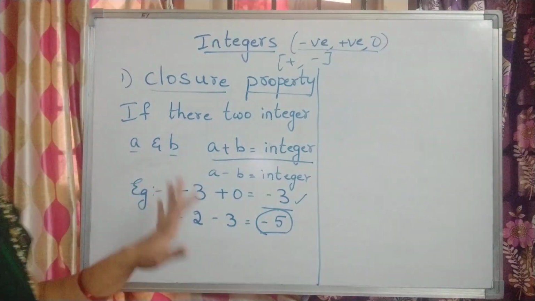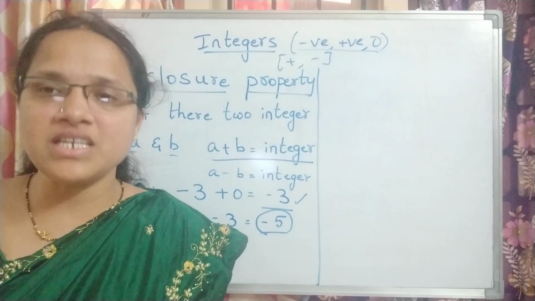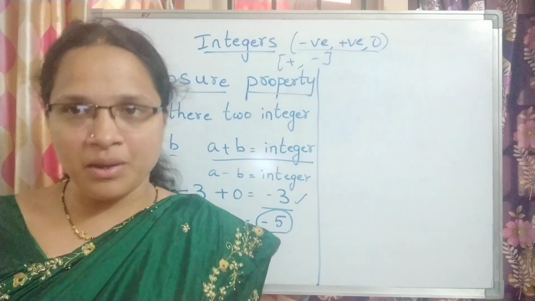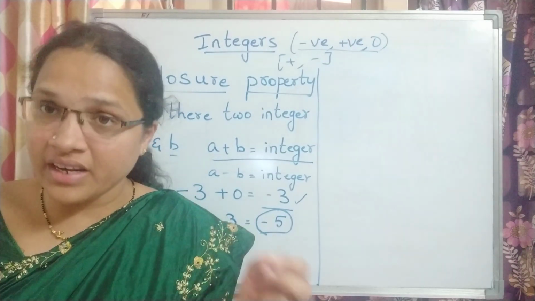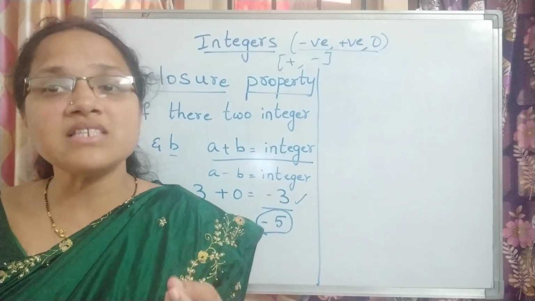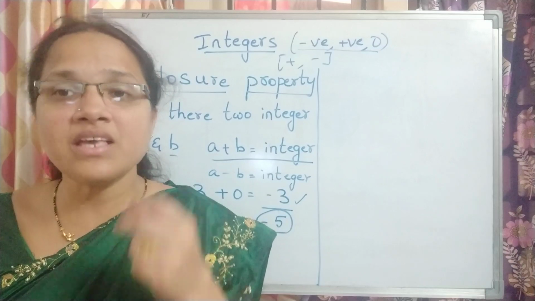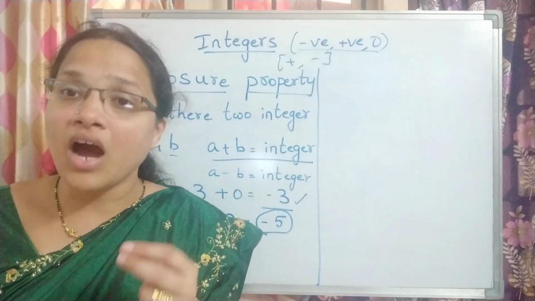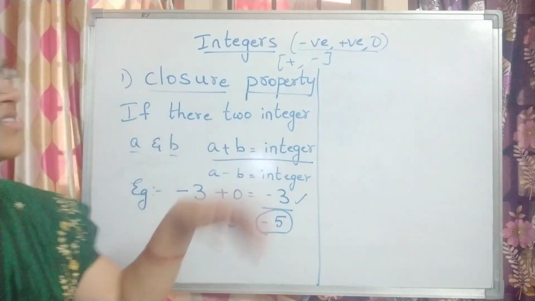I hope you understood. It is just a simple thing, children. The closure property is that if you have 2 integers A and B, A plus B should be an integer, and then the closure property is satisfied under addition. If A minus B is an integer, the closure property is satisfied under subtraction. Is that clear?